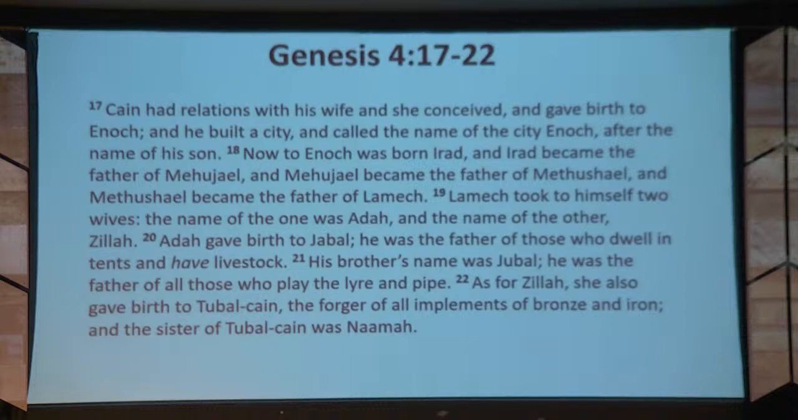And Methushael became the father of Lamech. Lamech took to himself two wives. The name of the one was Ada, and the name of the other Zillah. Ada gave birth to Jabal, and he was the father of those who dwell in tents and have livestock. His brother's name was Jubal. He was the father of all those who play the lyre and pipe. As for Zillah, she also gave birth to Tubal-Cain, the forger of all implements of bronze and iron, and the sister of Tubal-Cain was Naamah.